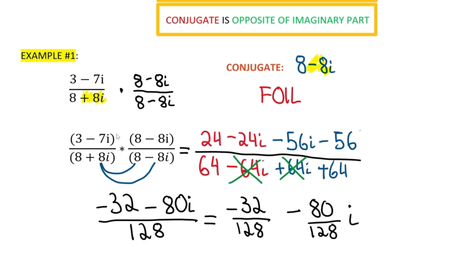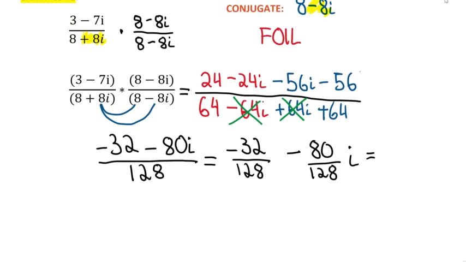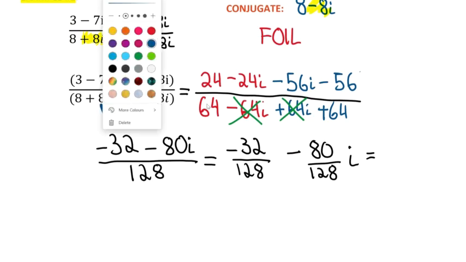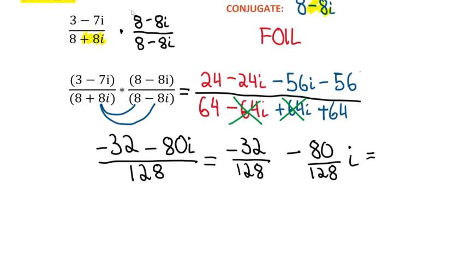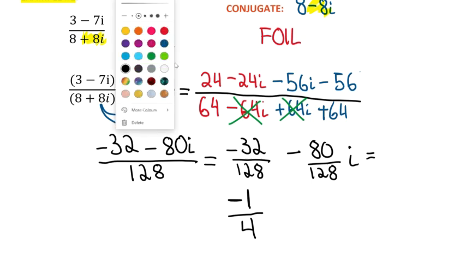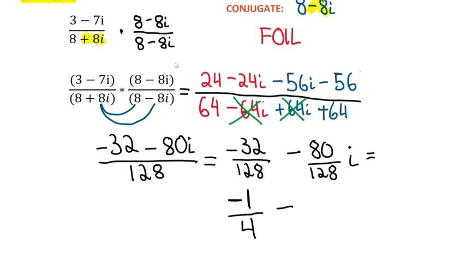So, what we're looking at is negative 32 divided by 128 minus 80 over 128i. And of course, we can always simplify these fractions. And when we simplify 32 over 128, we know that it's going to be simplified to negative 1 over 4. And negative 80 over 128 simplified will give us 5 over 8. So we have minus 5 over 8i. And there we have our final answer.